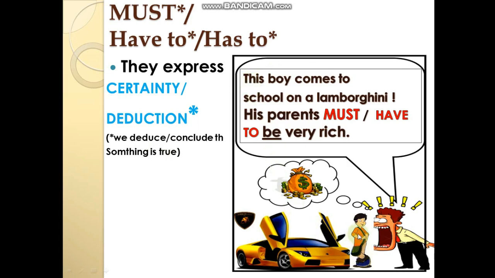Example: we have a boy that comes to school on his Lamborghini or the parents' Lamborghini. So this boy comes to school on a Lamborghini. You know that a Lamborghini is very expensive. It's a type of car that is expensive, which I personally don't know much about. His parents must or have to be very rich. He comes to school on a Lamborghini, so we conclude that his parents must, and I am sure, not like I'm not sure about something, I'm sure his parents are very rich, from the facts that I see.